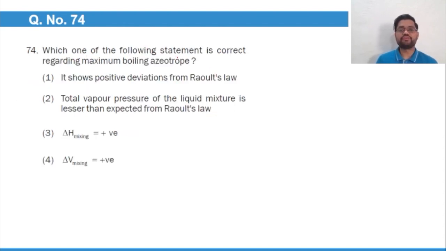74. Which one of the following statements is correct regarding the maximum boiling azeotrope? We are talking about the correct statement. It shows positive deviation from Raoult's law? No. Total vapor pressure of the liquid mixture is lesser than expected from Raoult's law. True. Delta H of mixing is certainly negative, and delta V of mixing is certainly negative. So the only option that I can see is option number 2 is the right answer.